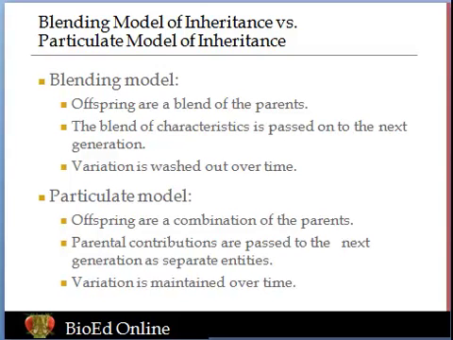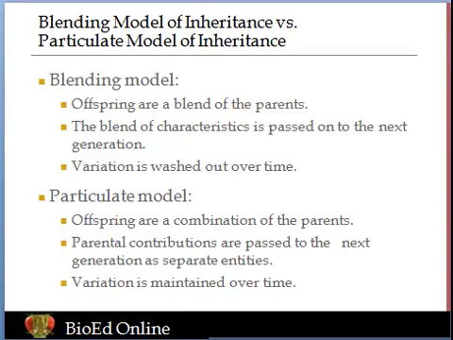Now, the problem with this model was that it allowed for no variation over time. In our particular example, ultimately everyone would be of average height, or uniform in height. And clearly this is not what happens. So it became somewhat clear that maybe this model for inheritance was not correct.